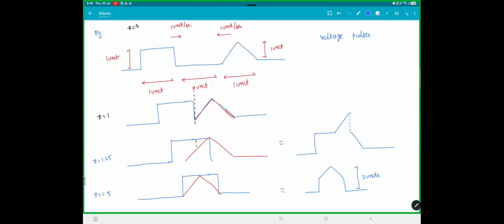And if I try 1.75 and 2 seconds, they will separate out. So I can keep drawing like that. So this is what will happen. If you send two waves on both the sides, they simply add up.